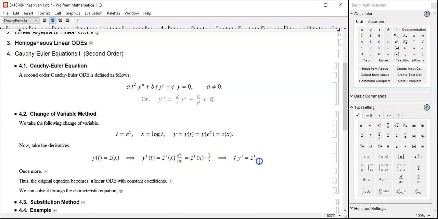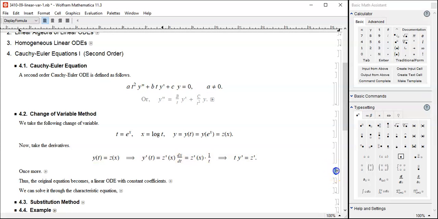Okay, y of t is equal to z of x, where t and x are related like this. So if you take the derivative, y prime of t, and on the right hand side, what do you get? We take the derivative by x, so we get z prime of x, and then dx over dt, that pops out by chain rule. What is dx over dt? x is log of t, so that derivative is 1 over t. So the conclusion, t times y prime is z prime. So this part, that's going to be z prime.